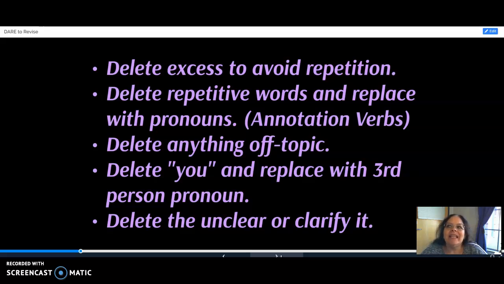And then delete anything that is completely unclear, or clarify it. Because if it's not going to make sense to you, it's not going to make sense to us. So make sure that it is clear, and if not, clarify it for us.